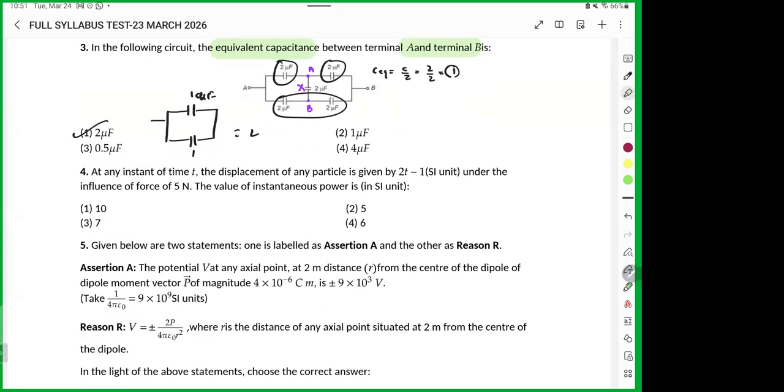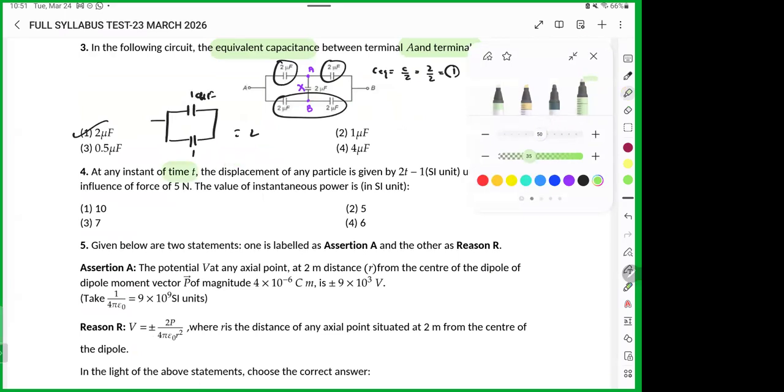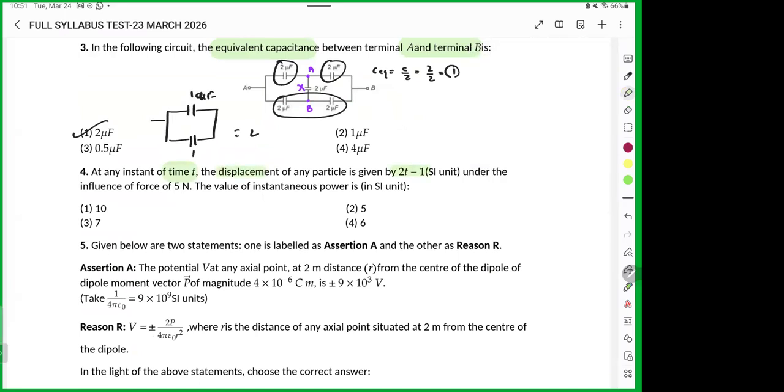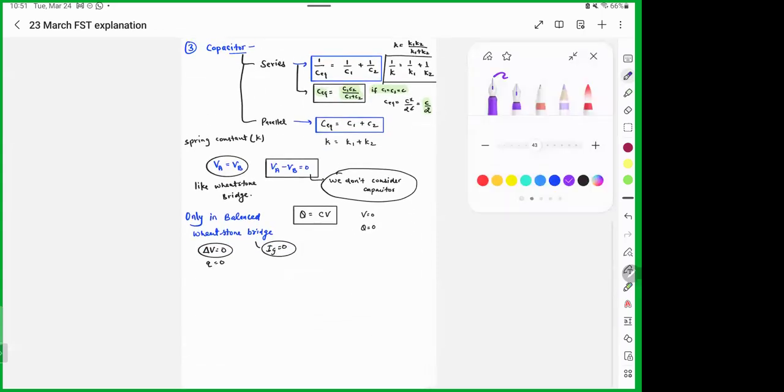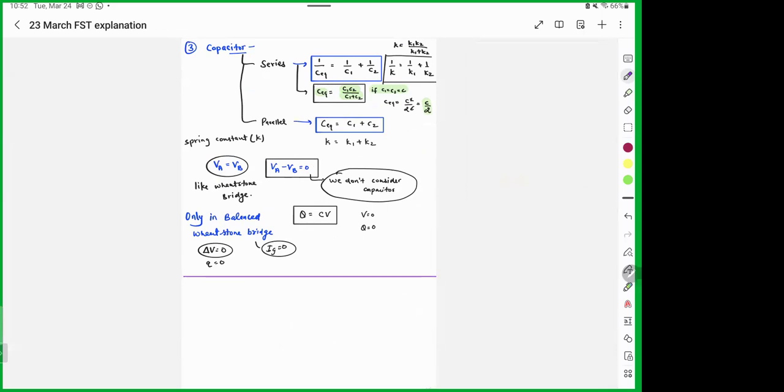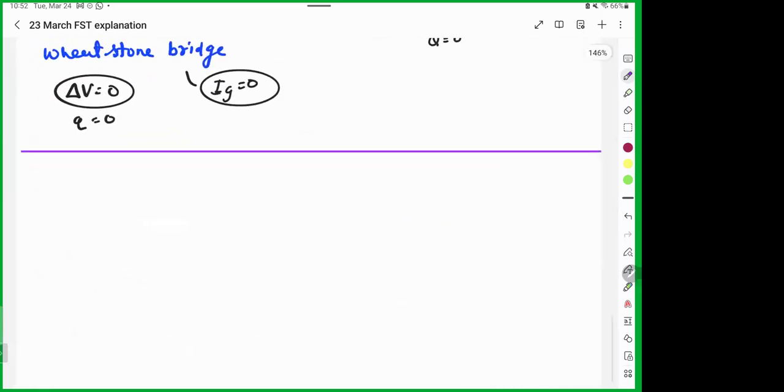At any instant of time t, displacement is this, under the influence of force is this. We have to calculate this. So we have the concept of power, force, and displacement. Force into displacement is work. You already know this, but you still have to write it for practice. Question number 4, write it for practice.